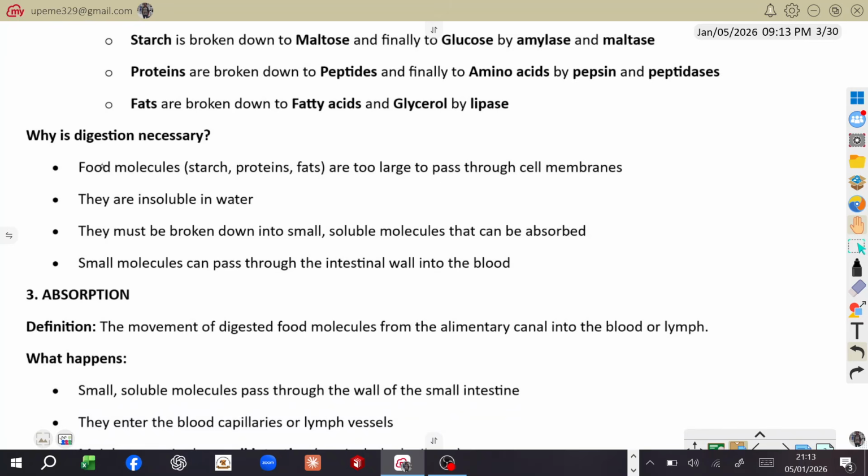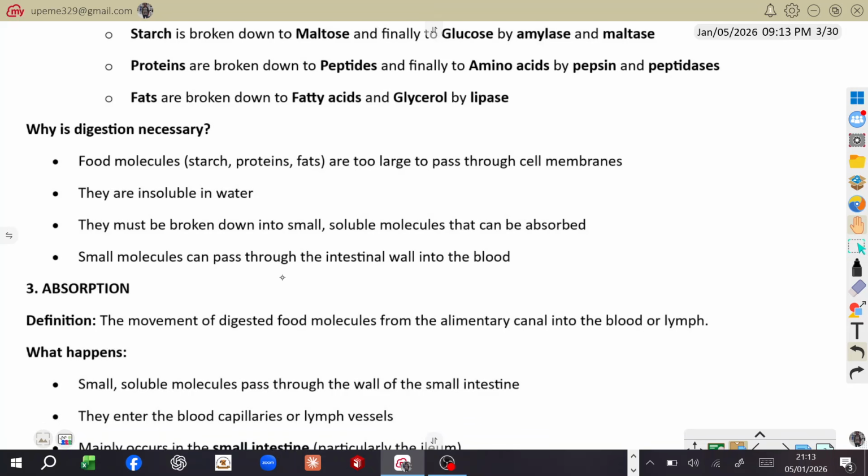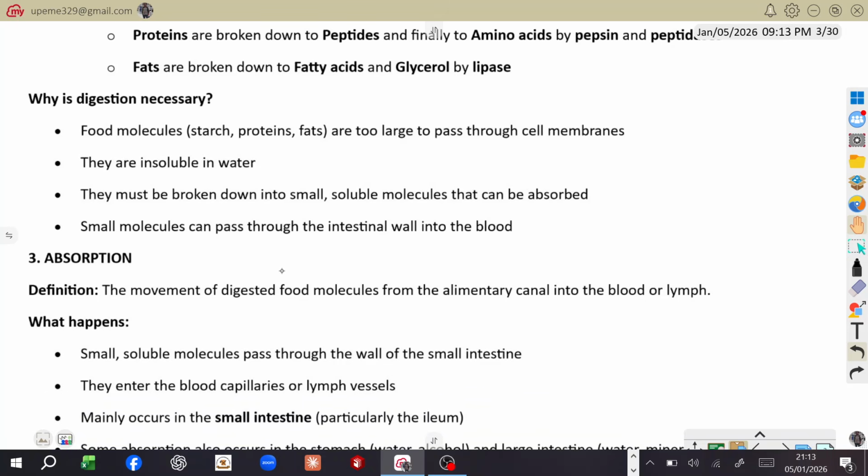Okay, why is digestion necessary? We need to know, why do we digest food in the mouth, then in the stomach, small intestine? So it is necessary. Food molecules, which are starch, proteins and fats, are too large to pass through cell membranes. So the food molecules themselves, as they are, are large.